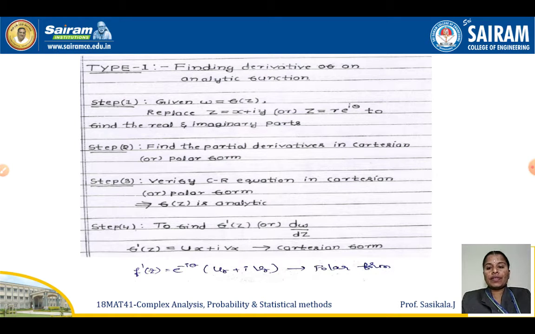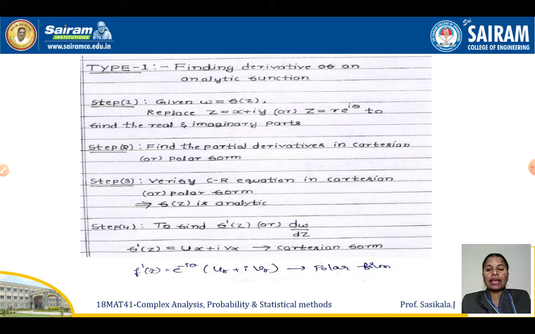The first step: given w is equal to f of z, replace z is equal to x plus iy, or z is equal to r e power i theta. You have to replace it either by Cartesian form or polar form to find the real and imaginary parts. From f of z, substitute in any one of the formats, then make it u plus iv format, and you get your u term and v term.